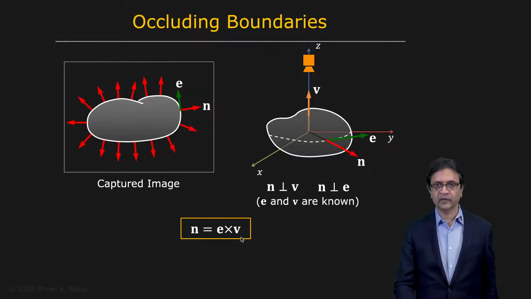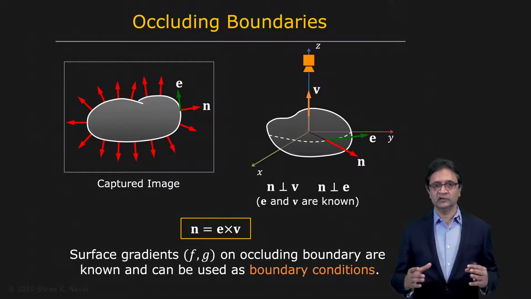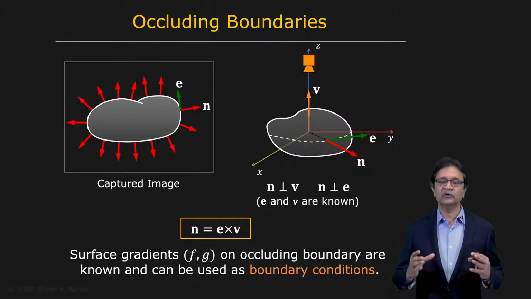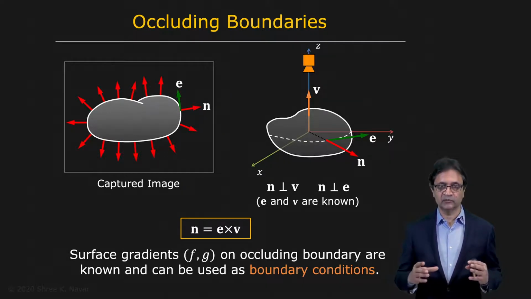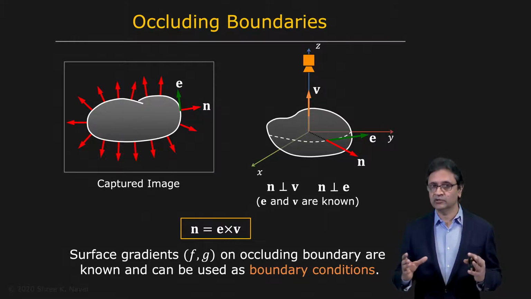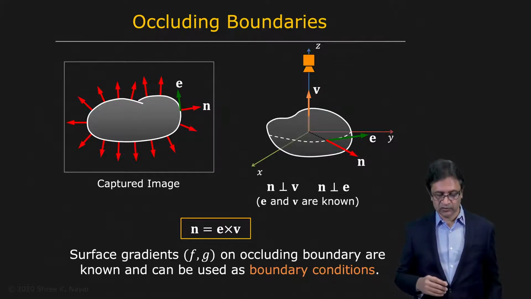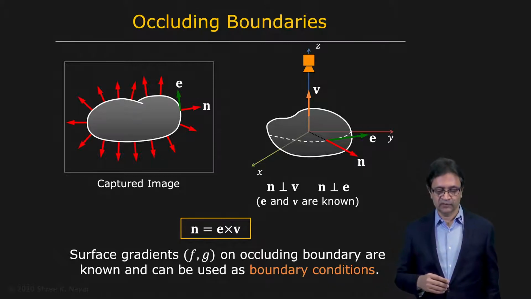So what we're going to do is essentially compute the surface normals on the occluding boundary, and we're going to use these as boundary conditions to solve the shape from shading problem. As we compute the surface normals at other points in the image, we're going to hold these surface normals constant. All right, so that's one of our conditions or constraints.